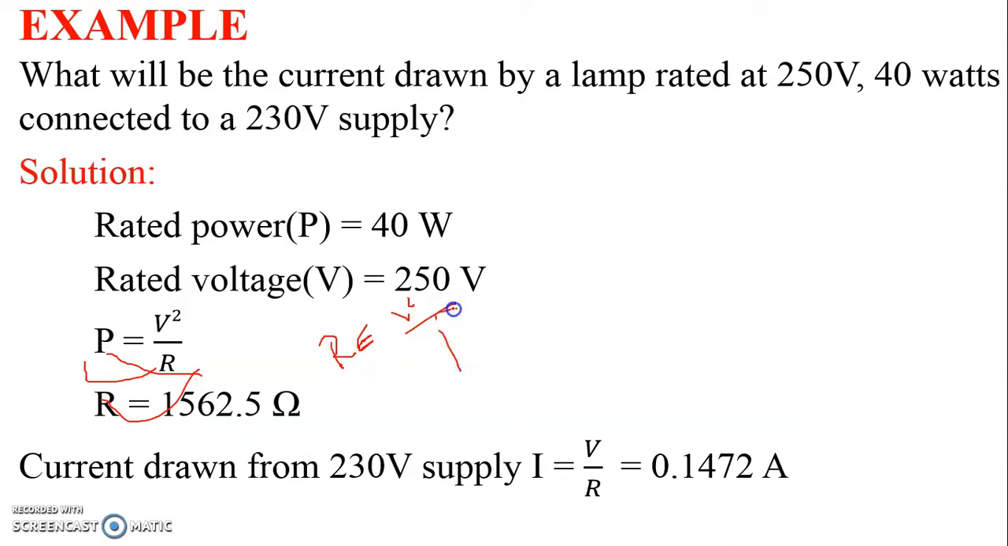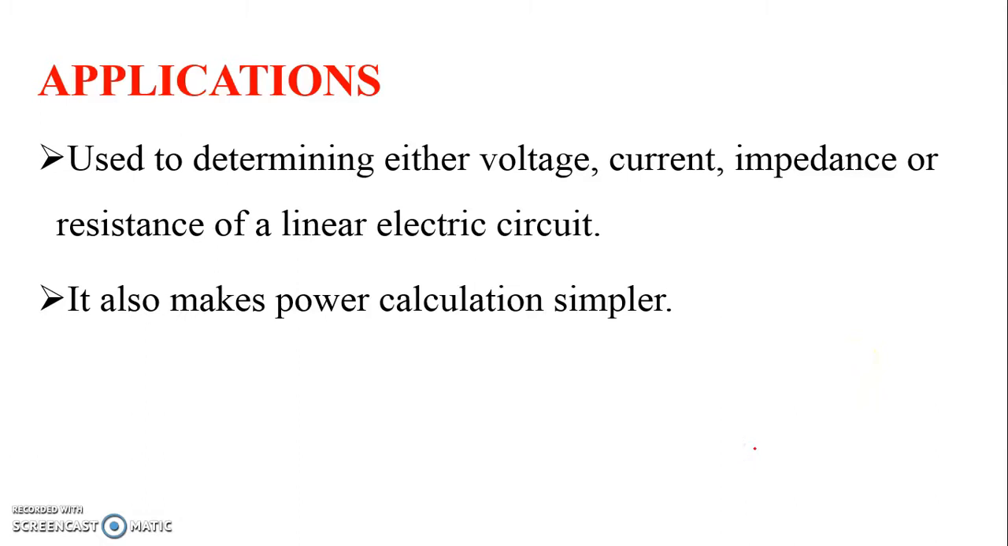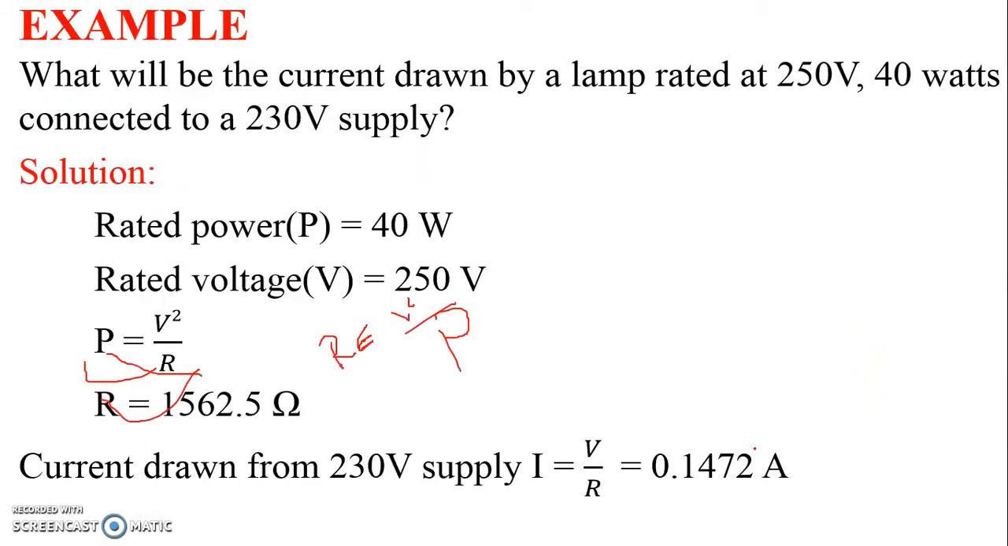After calculating the R value, we know the formula according to Ohm's law, I equals V by R. V is 250 volt and R is 1562.5 ohm. By dividing V by R, we get the I value. That I value is the current drawn from a 230 volt supply.